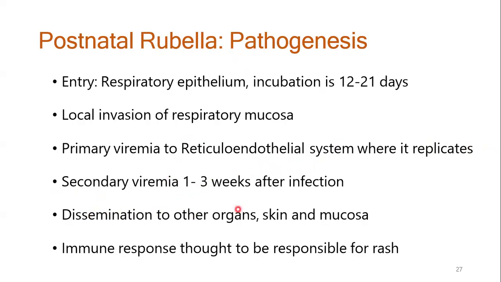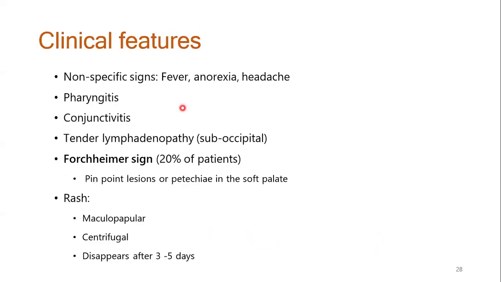Dissemination to other organs. So when we have viremia, the virus is in blood. And remember, when blood pumps, it pumps to all parts of the body, and all parts of the body are the organs, which is the skin, mucosa, and other organs. Then the immune response is thought to be responsible for the rash. Remember, we said the hypersensitivity, where your body is overreacting to that virus. So that's why you get the rash.